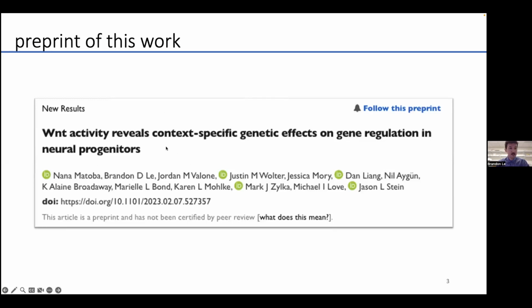And so I'll be talking to you guys today about how we've used Wnt activity to reveal context-specific genetic effects on gene regulation in human neural progenitor cells. All right.